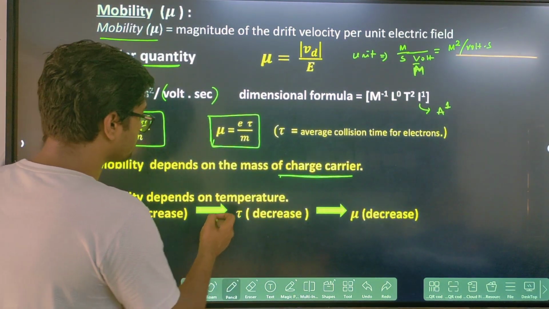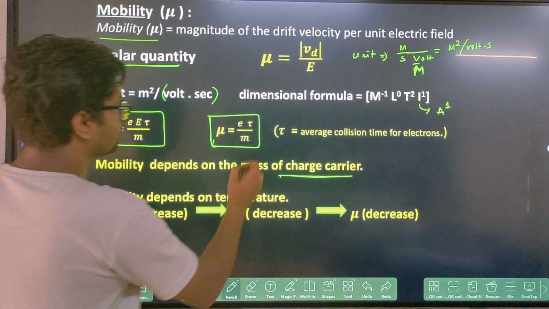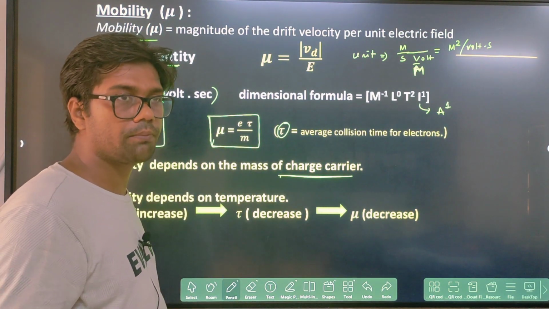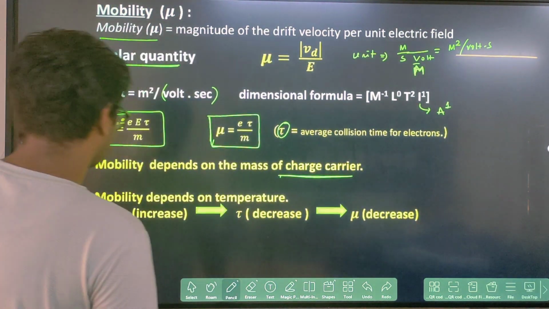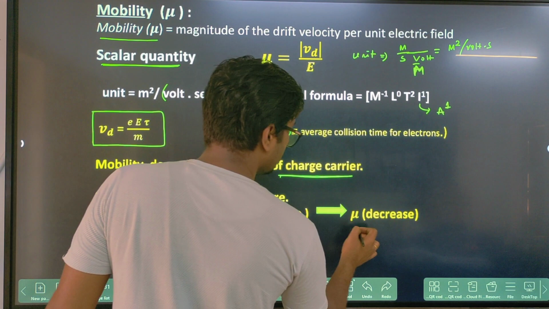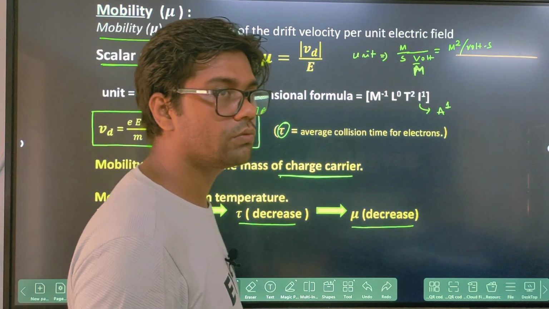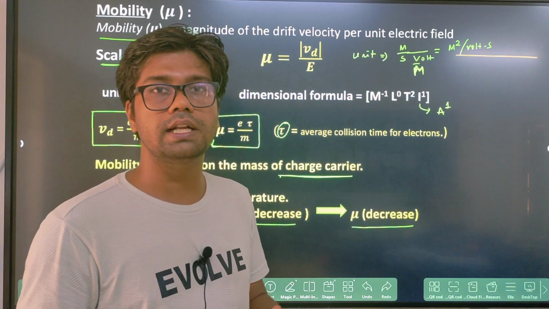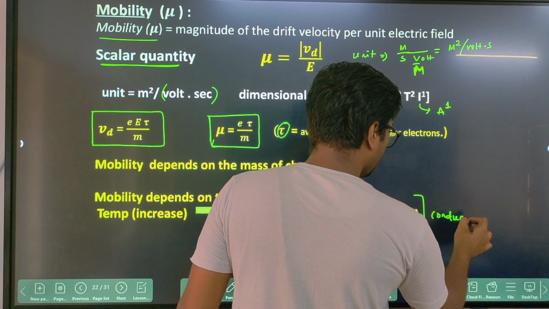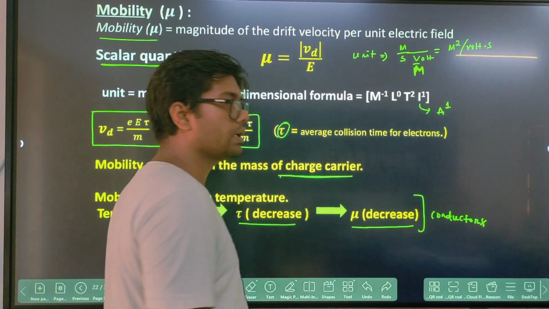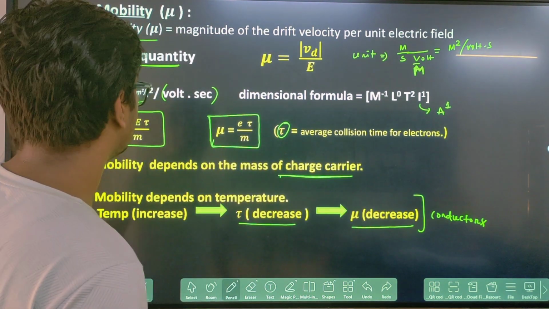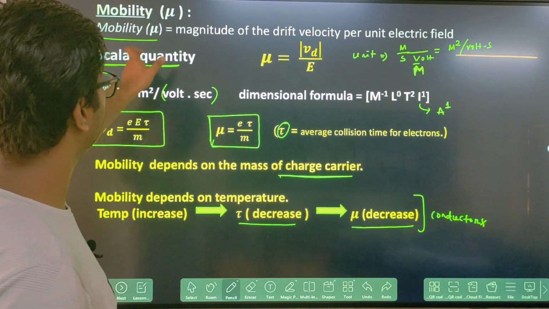Now mobility also depends on the temperature. How does it depend on temperature? Because we have talked about how tau, the average relaxation time, depends on the temperature. If temperature increases, tau decreases, right? So if temperature increases, tau decreases, and if tau decreases, mu decreases. That is, your mobility decreases. With an increase in temperature, the mobility will decrease for conductors. For conductors, if you increase the temperature, the mobility will decrease. This is going to happen. Clear? This is mobility, and you remember this is a scalar quantity.